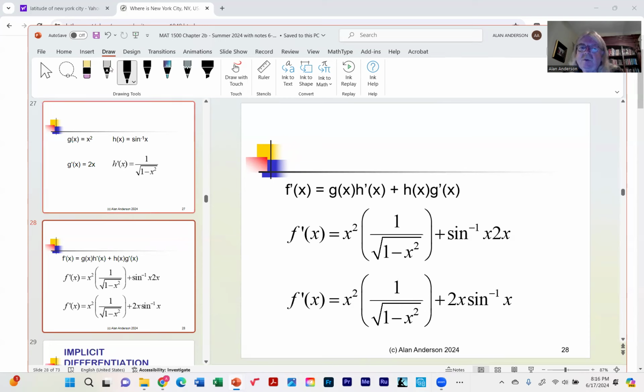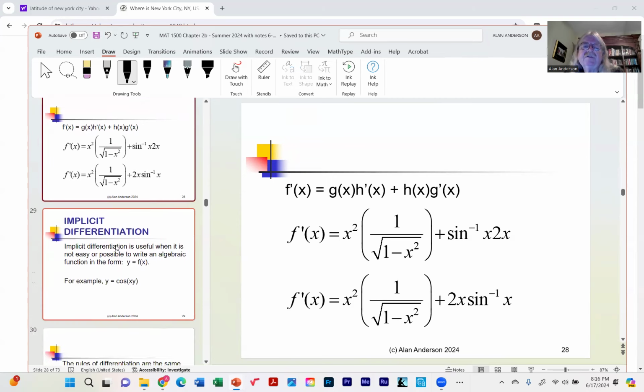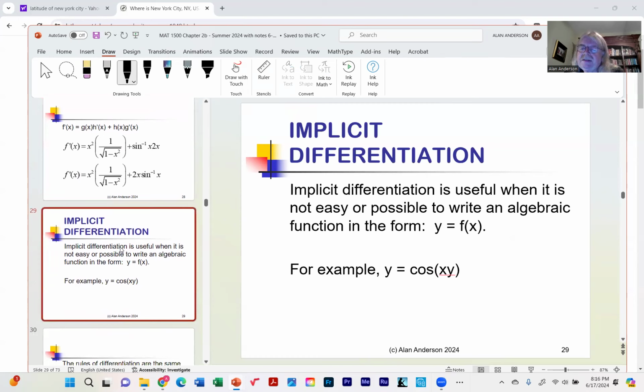Okay, now what's coming up next is a very interesting application. It's called implicit differentiation. Now, what is this all about? What can happen sometimes is that you may have a function which is so messy that, normally what you do is you separate out all the variables. So you have something like this. You've got y on the left, f of x on the right, and you go ahead and apply the rules.